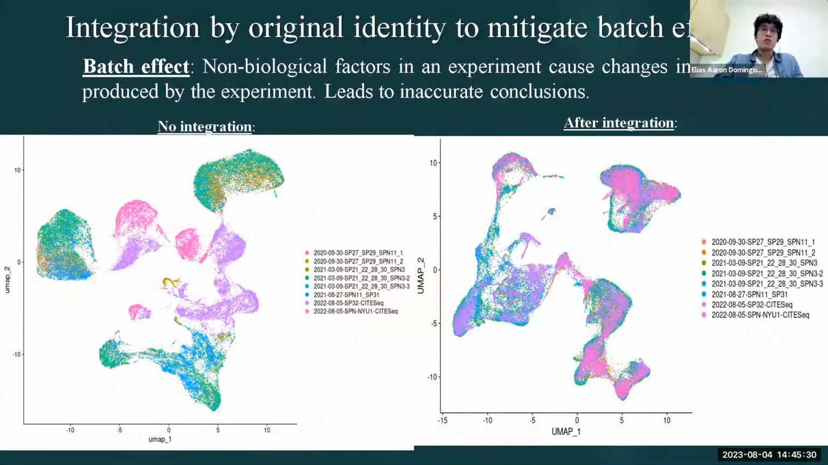As you can see on this UMAP on the left, they aren't very evenly distributed. So we decided to integrate based off their original identity. And here on the right, we can see that everything is much more evenly distributed. And this will allow us to get more accurate conclusions moving forward.